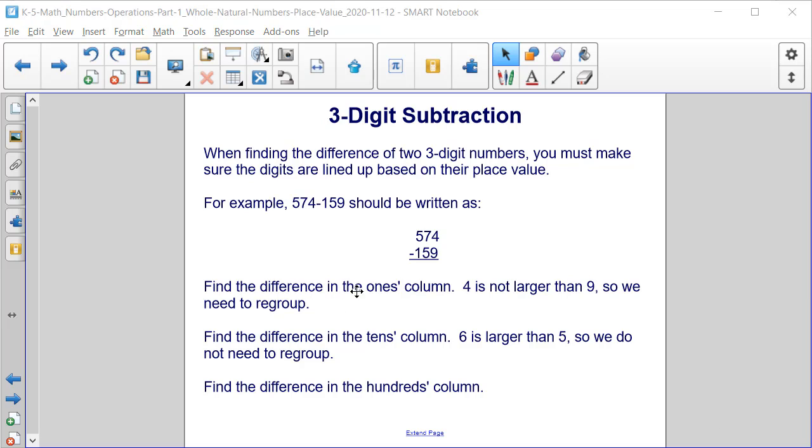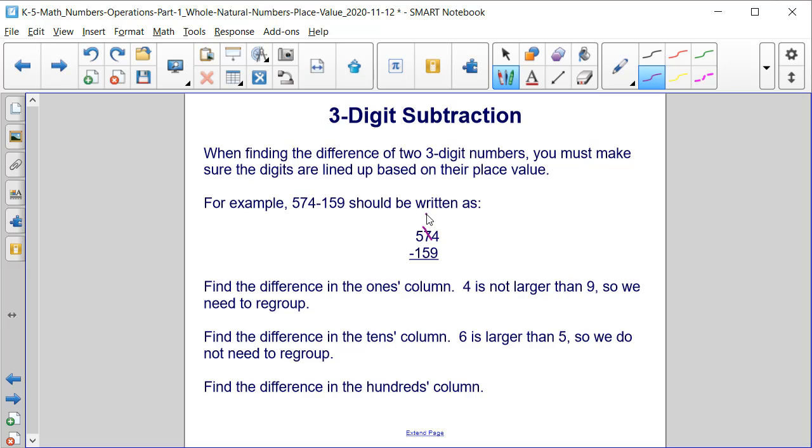Then we can find the difference in the ones column. Well, 4 is not larger than 9, so before we do the subtraction, we need to regroup. We need to make the 7 become 6 and 1 more, and the 1 will carry over into the ones column and make the 4 into a 14. And now we can do 14 minus 9, which is 5.